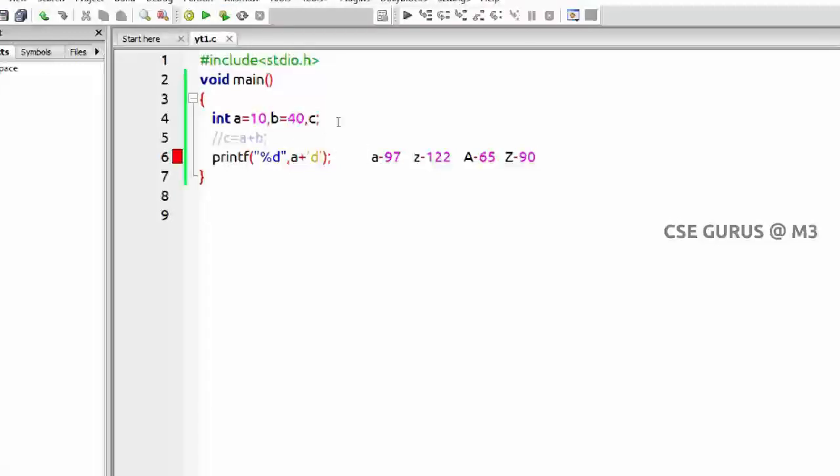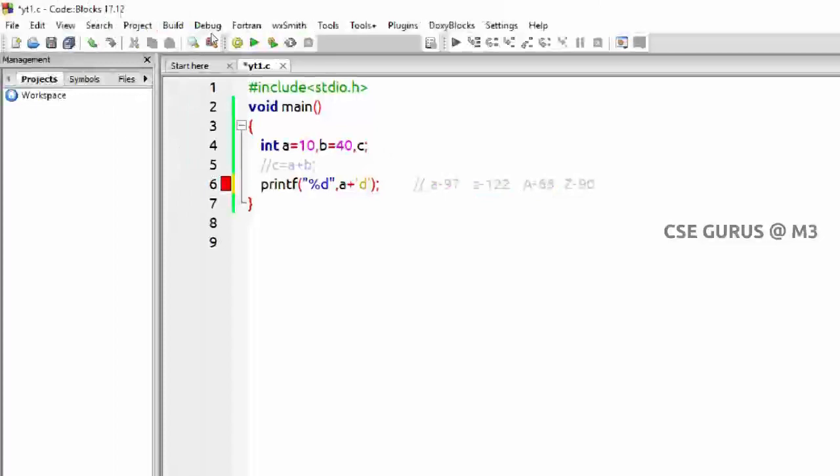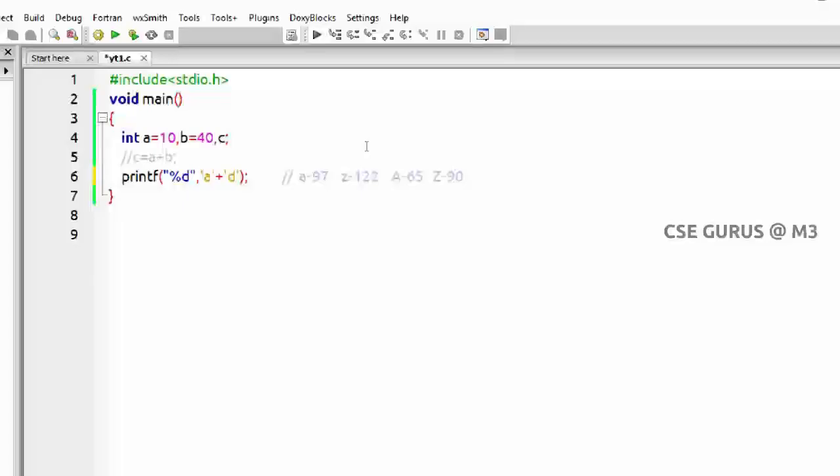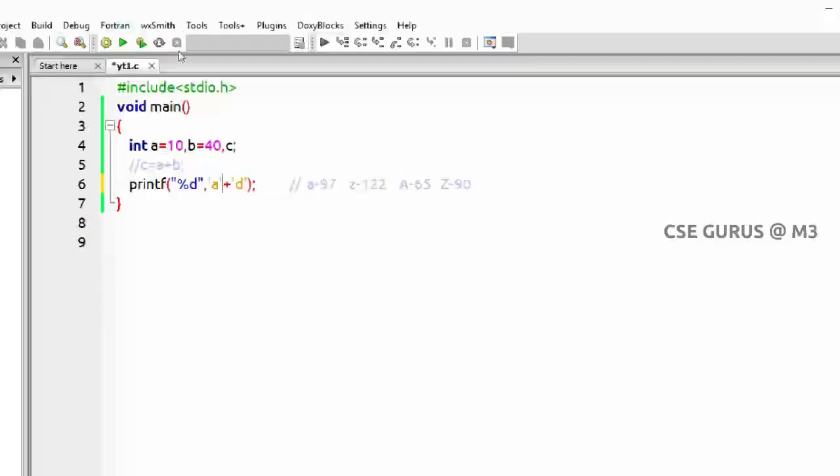Anyway, I'll make it as comments. Now what will be the output if I write like this? I think you can guess. The A value, which is the ASCII value, is 97 plus 100. Why? Because it is in single quotes, that's why it takes a character constant value from ASCII. You can see the output, which is 97 plus D is 100, 197, you will get it. Yeah, you can see 197, right?